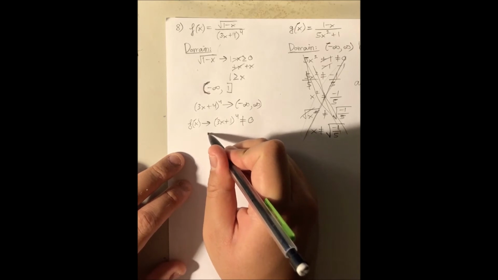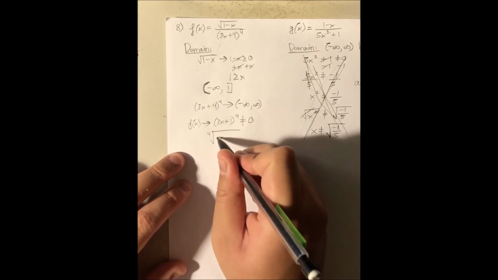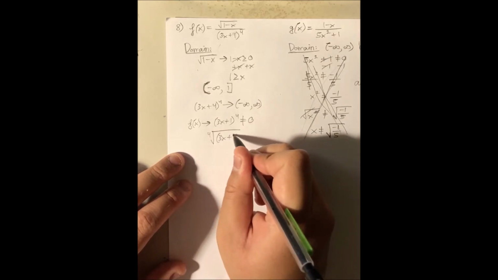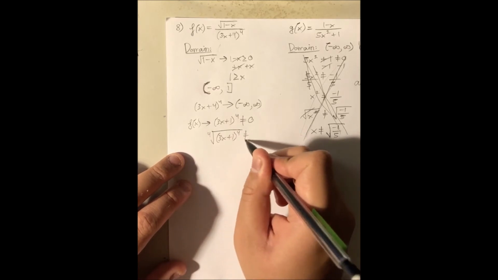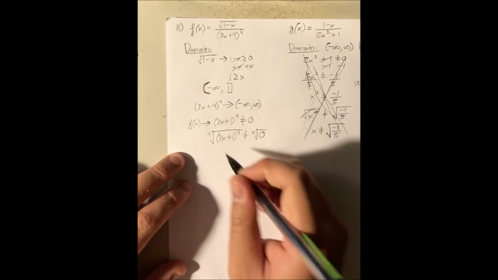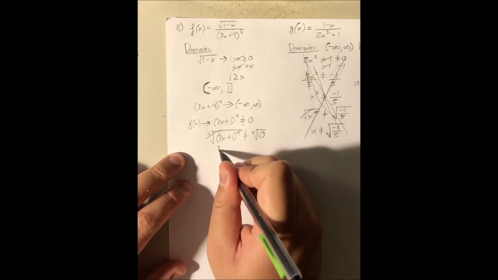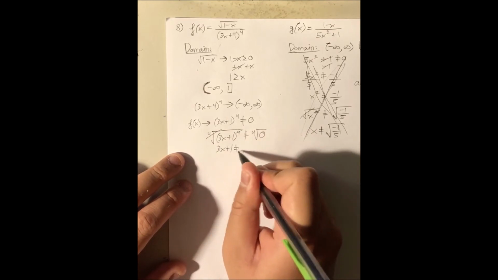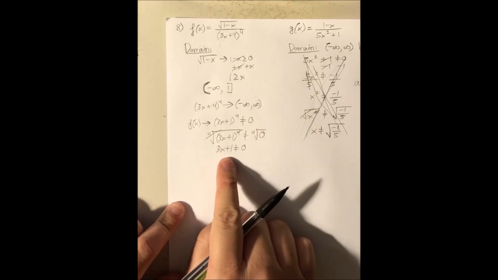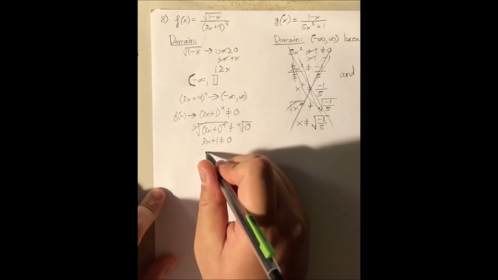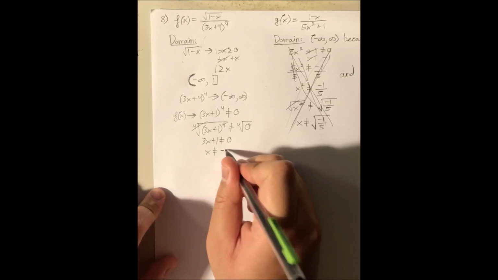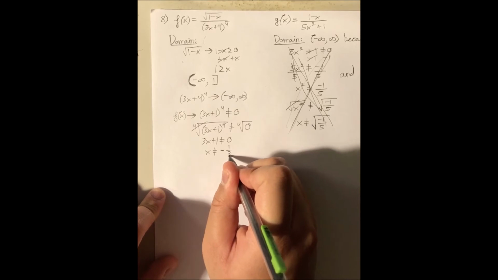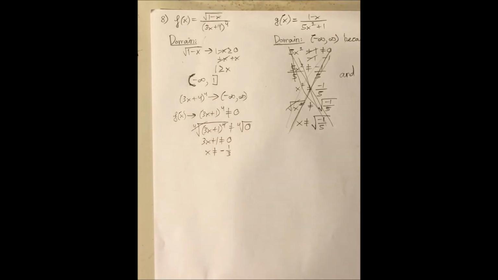If we take the fourth root of both sides, we're going to have 3x plus 1 cannot be equal to 0. And solving for x, and of course you know how to do the algebra, x cannot be equal to negative 1 over 3 in this case.